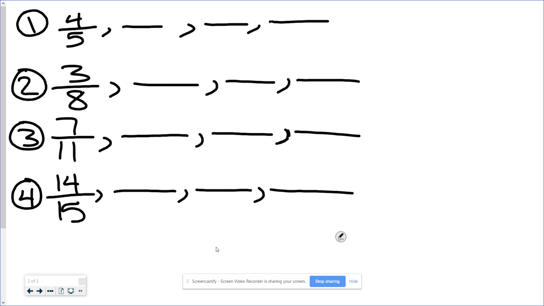When you get done with all 4 of these, double check to make sure that they are all equivalent to each other. You can double check by dividing by that same number to see if you can simplify it down to that fraction. Remember, whatever you do to the top, the numerator, you have to do to the denominator on the bottom.